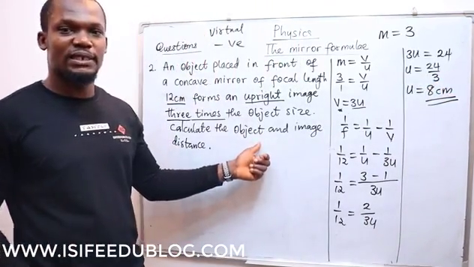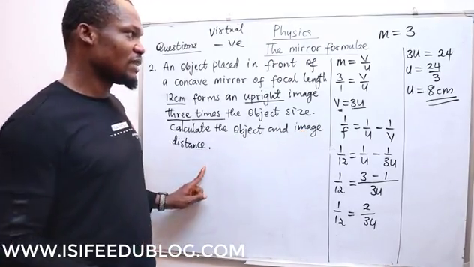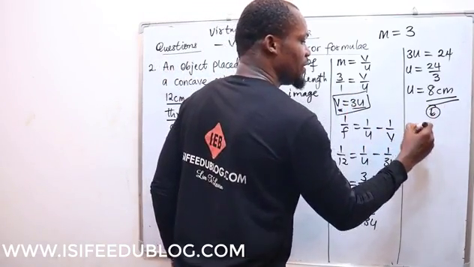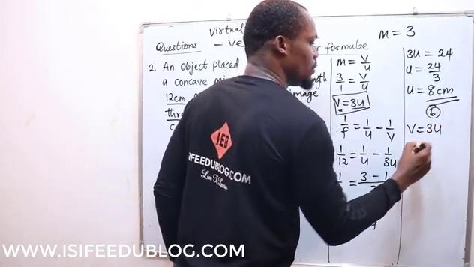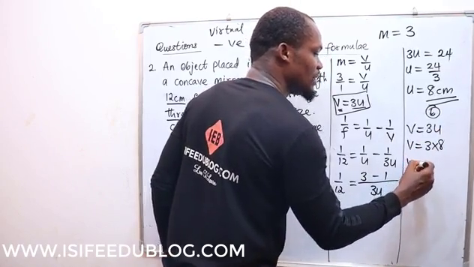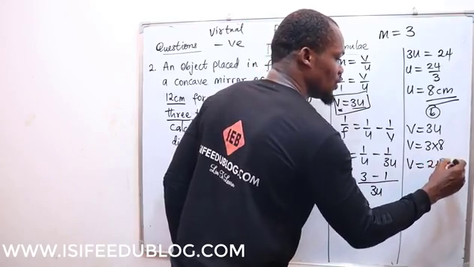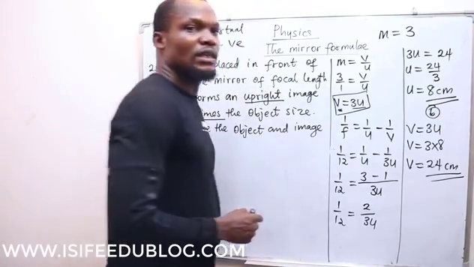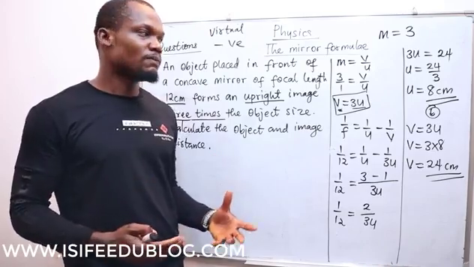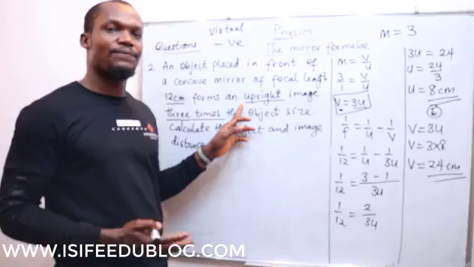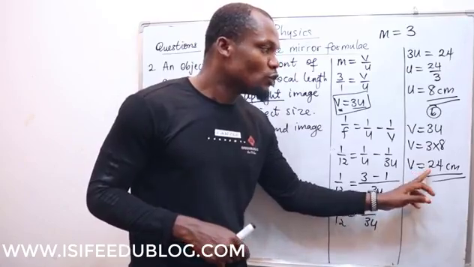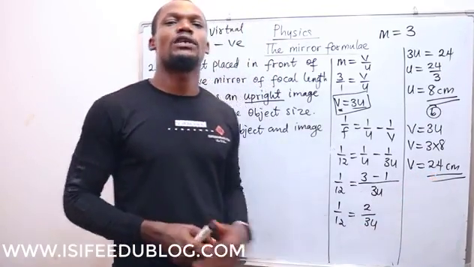That is the object distance. How do we get the image distance? We go back to this equation. It states that v is equal to 3u. That means v is 3 times u, which is 8. So our image distance is equal to 24 cm. If they ask us what type of image is formed here and where the image is formed, the image is virtual and it is formed behind the mirror. So we can simply say the image is formed 24 cm behind the concave mirror.